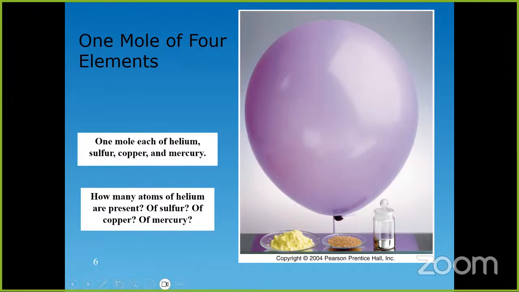But the key thing you need to remember is what the mole represents. It represents Avogadro's number present in that substance, in that amount of that substance, right? So basically, in the case of helium, we have Avogadro's number of helium atoms. Here we have Avogadro's number of sulfur molecules. Here we have Avogadro's number of copper atoms, and the same is true for the mercury here. So to answer this question, how many atoms of helium are present, and they're asking for each of these, the answer will still be the same in each case. Avogadro's number, 6.02 times 10 to the 23.